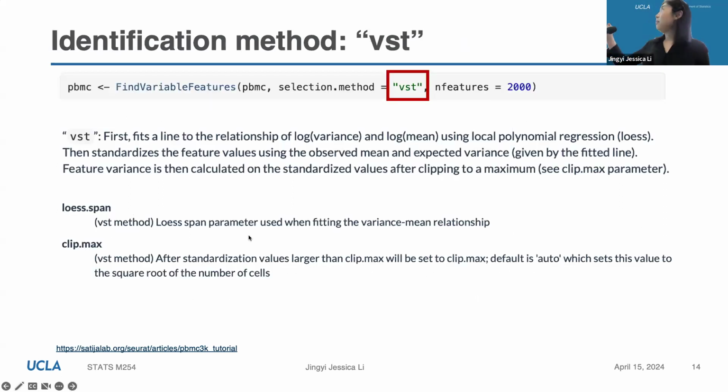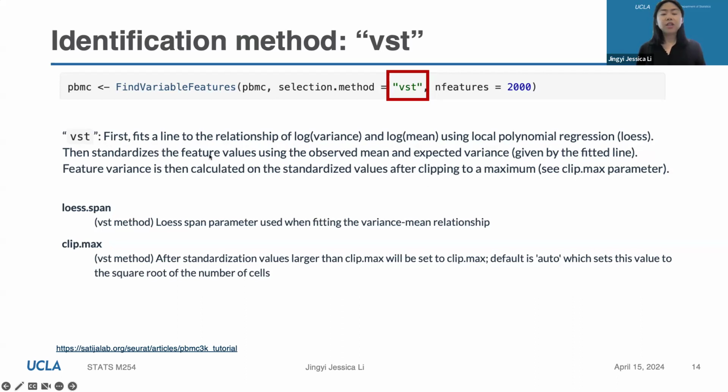And let me next introduce this vst method in more detail. What does it actually do? This is from the Seurat tutorial again. vst first fits a line to the relationship of log variance and log mean using local polynomial regression. The short name for this technique is LOESS.